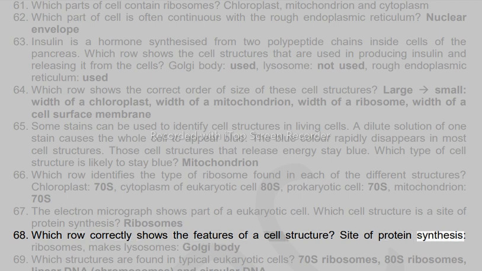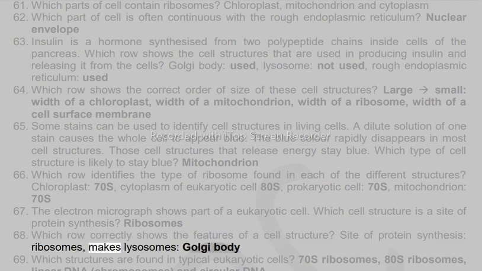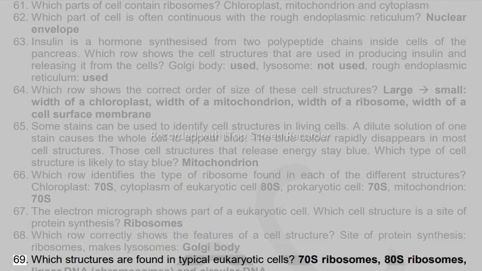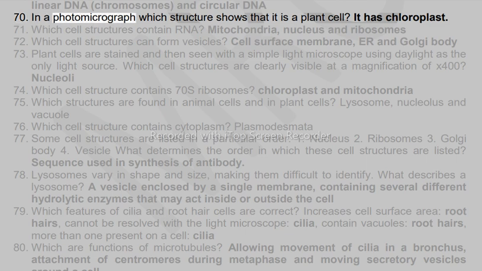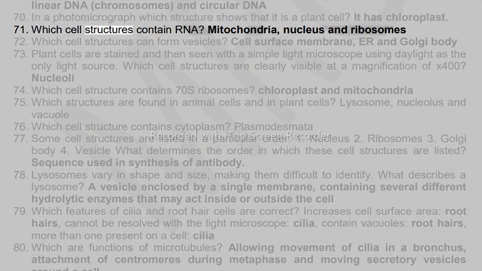68. Which row correctly shows the features of a cell structure? Site of protein synthesis, ribosomes; makes lysosomes, Golgi body. 69. Which structures are found in typical eukaryotic cells? 70S ribosomes, 80S ribosomes, linear DNA, chromosomes, and circular DNA. 70. In a photomicrograph, which structure shows that it is a plant cell? It has chloroplast. 71. Which cell structures contain RNA?